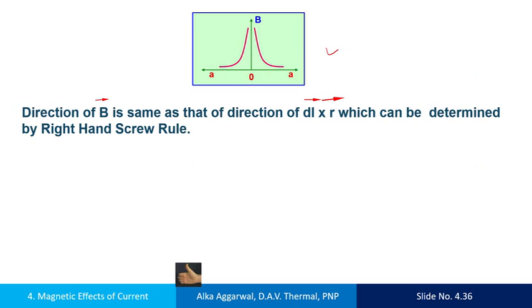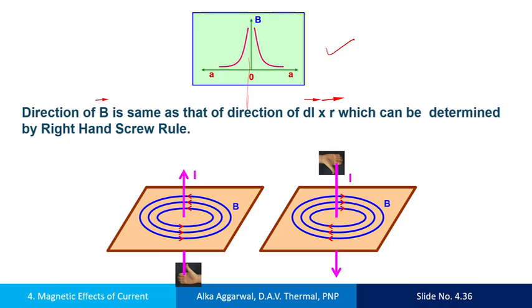Now this is a graph between the magnitude of the magnetic field and the distance from the current carrying conductor. As we go away from the conductor, the magnitude of the magnetic field decreases. The graph is representing both sides. From this point, it represents that the wire is here, and these are the two sides of the wire. Now, this figure represents the magnetic field due to the straight conductor.